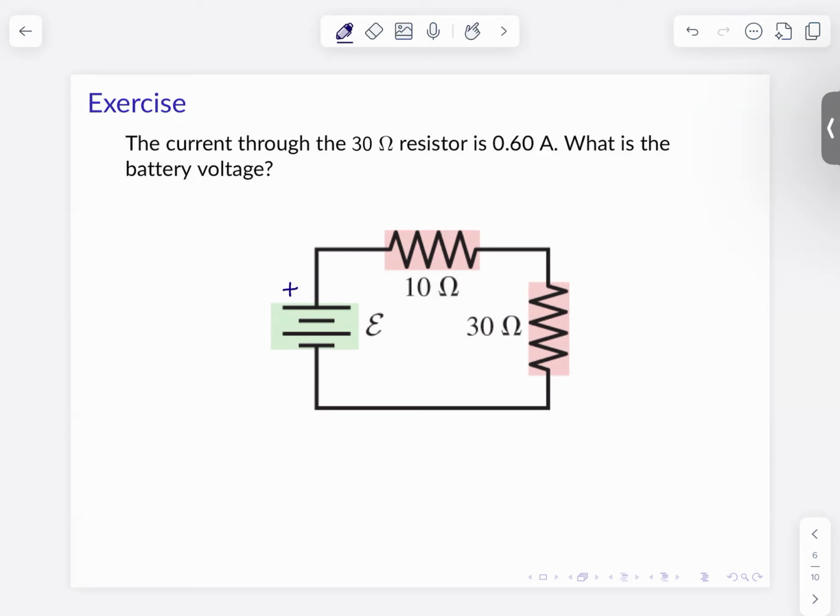What's I here? 0.6 amps. What's its R? So its V is 0.6 times 10, which is 6. 6 what? Does that mean the battery voltage is 6? It means the difference in voltage from one side of the resistor to the other is 6. So I would say this has an 18 volt difference across it. This has a 6 volt difference across it.